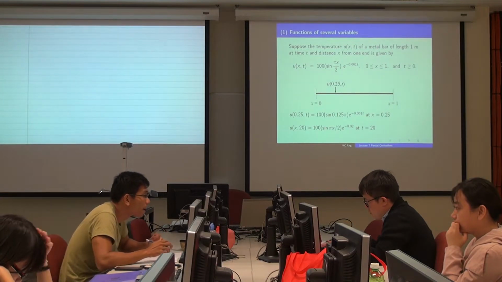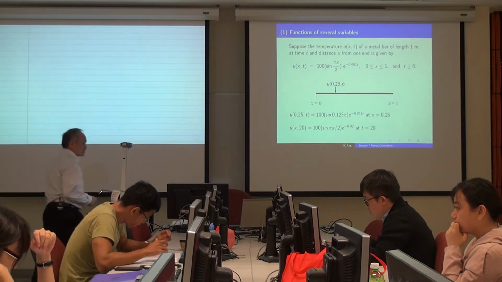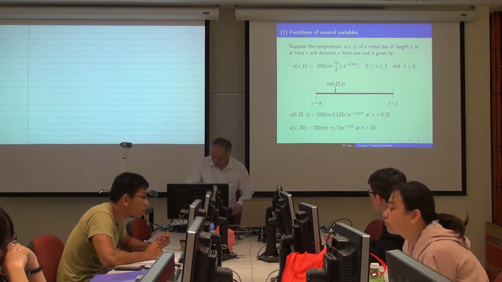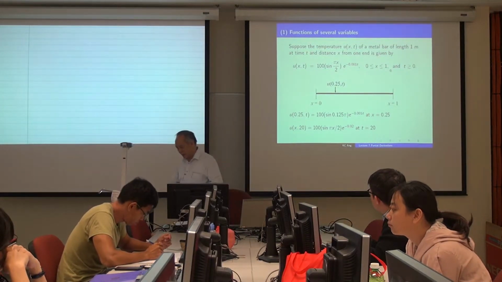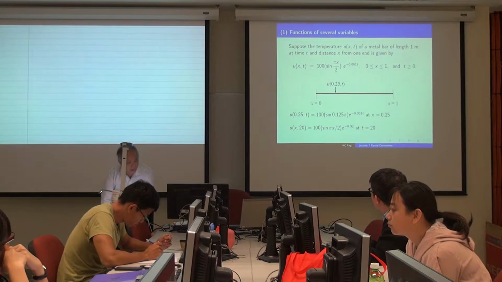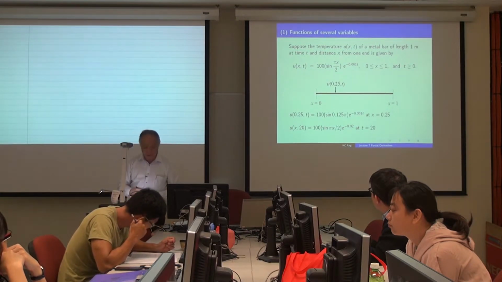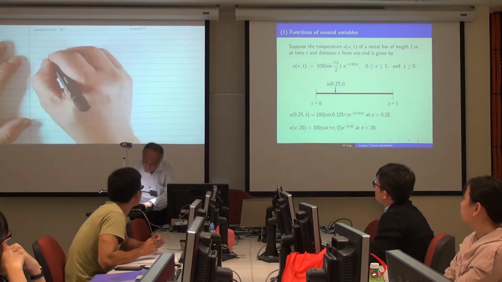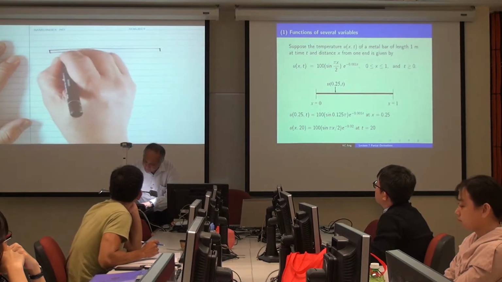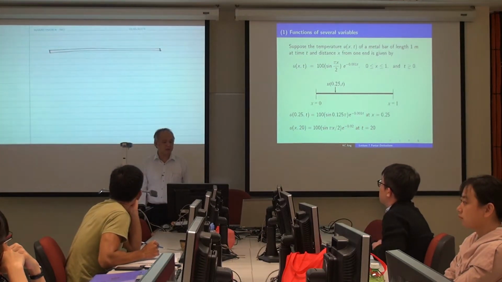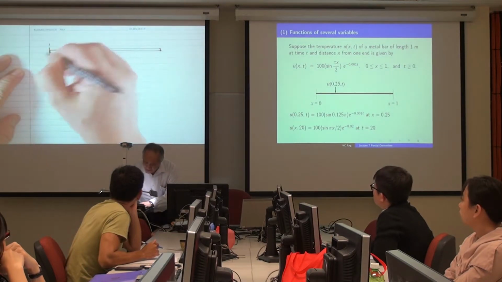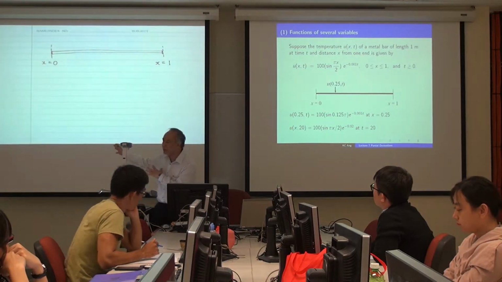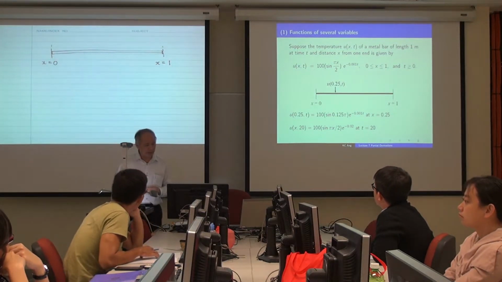So let's examine this first illustration, which is, I would say, a fairly simple example. Suppose we have a metal bar. For simplicity, let's say this metal bar is 1 meter long. At this end, x equals 0. At this end, x equals, say, 1 meter. Units are not so important here.